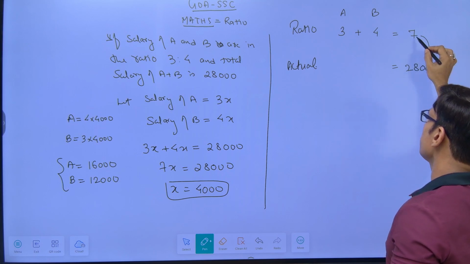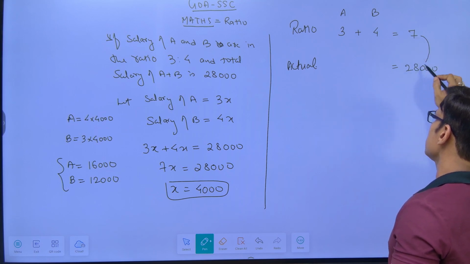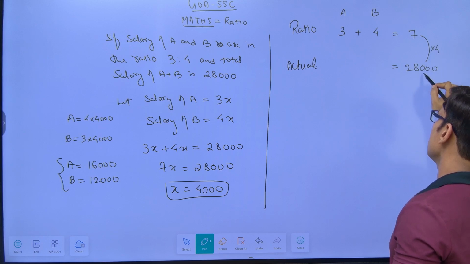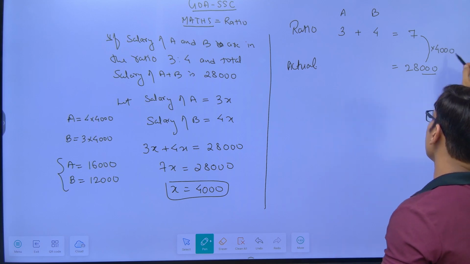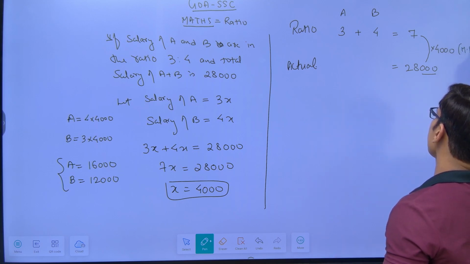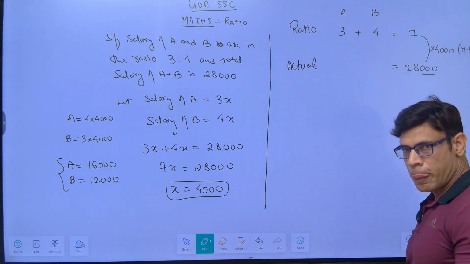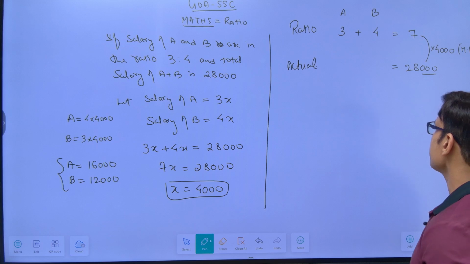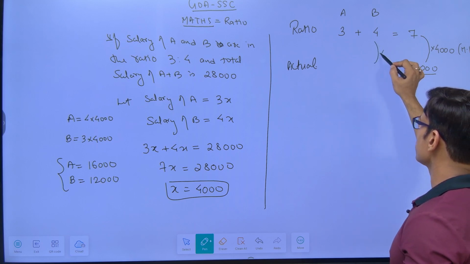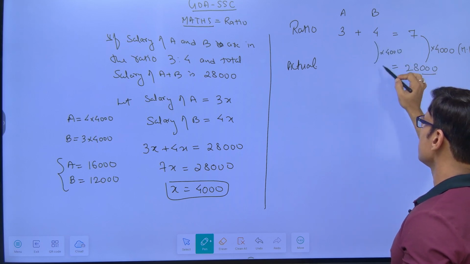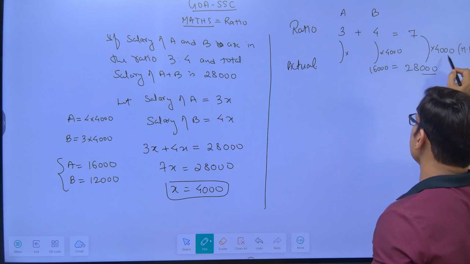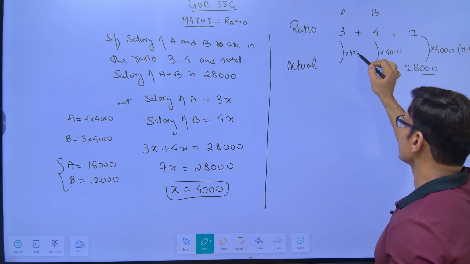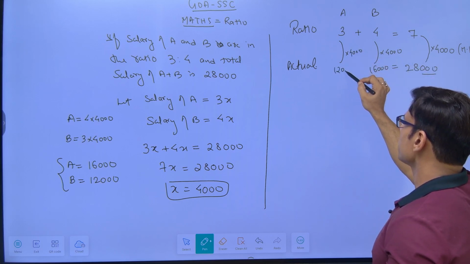So how much will you multiply 7 by so that you get 28 first? 7 fours are 28, followed by 3 zeros. So this 4,000 is called the multiplying factor. This 4 should also be multiplied with 4,000, which will give you 16,000. And this 3 should also be multiplied with the same multiplying factor, 4,000, which will give you 12,000.